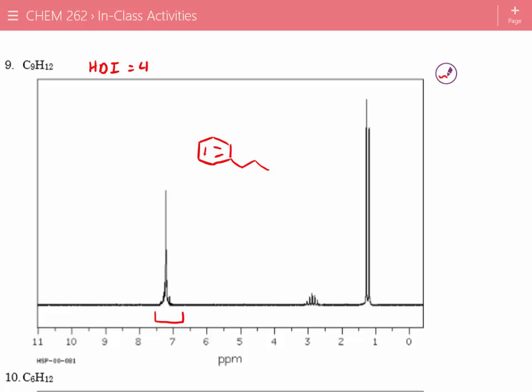We could ask ourselves how many peaks that are non-aromatic, meaning they're not coming off of the benzene ring, should there be? Well, we'd have 2 protons here in a set. We'd have 2 protons here in a set. And we'd have 3 protons coming off the end. So it's probably not going to be that. We only have 2 other peaks that are non-aromatic, so it's going to be some other different configuration.